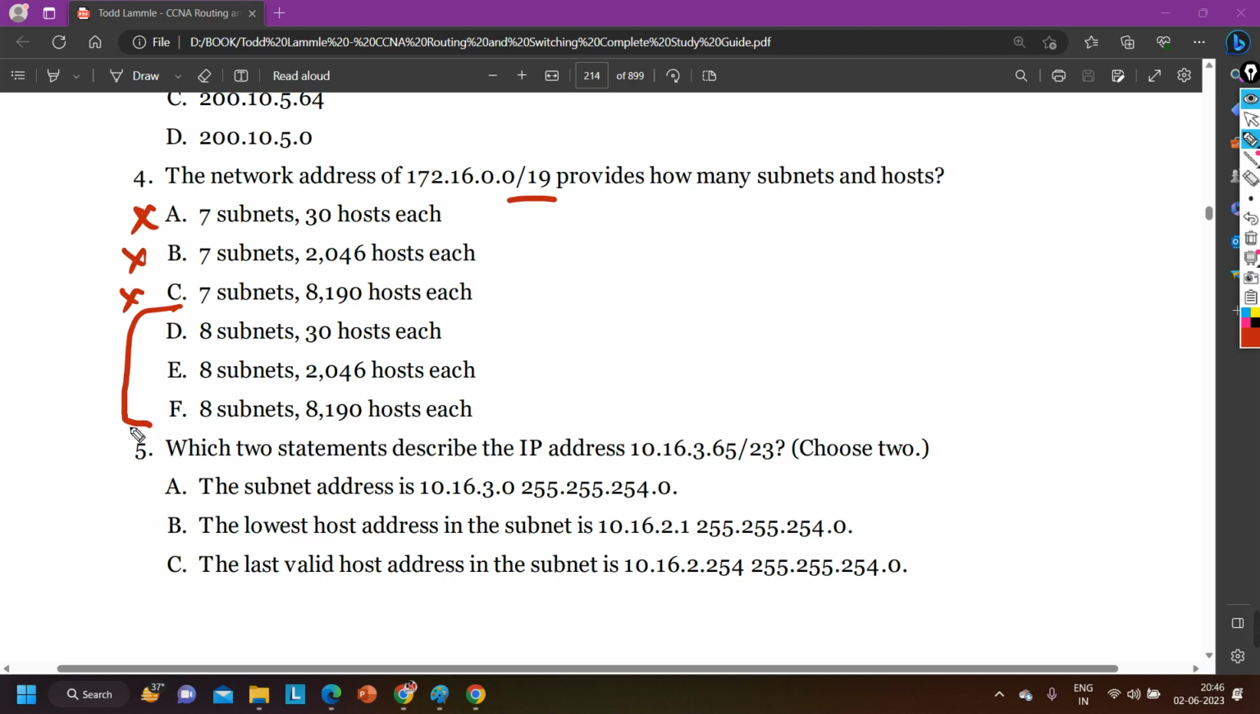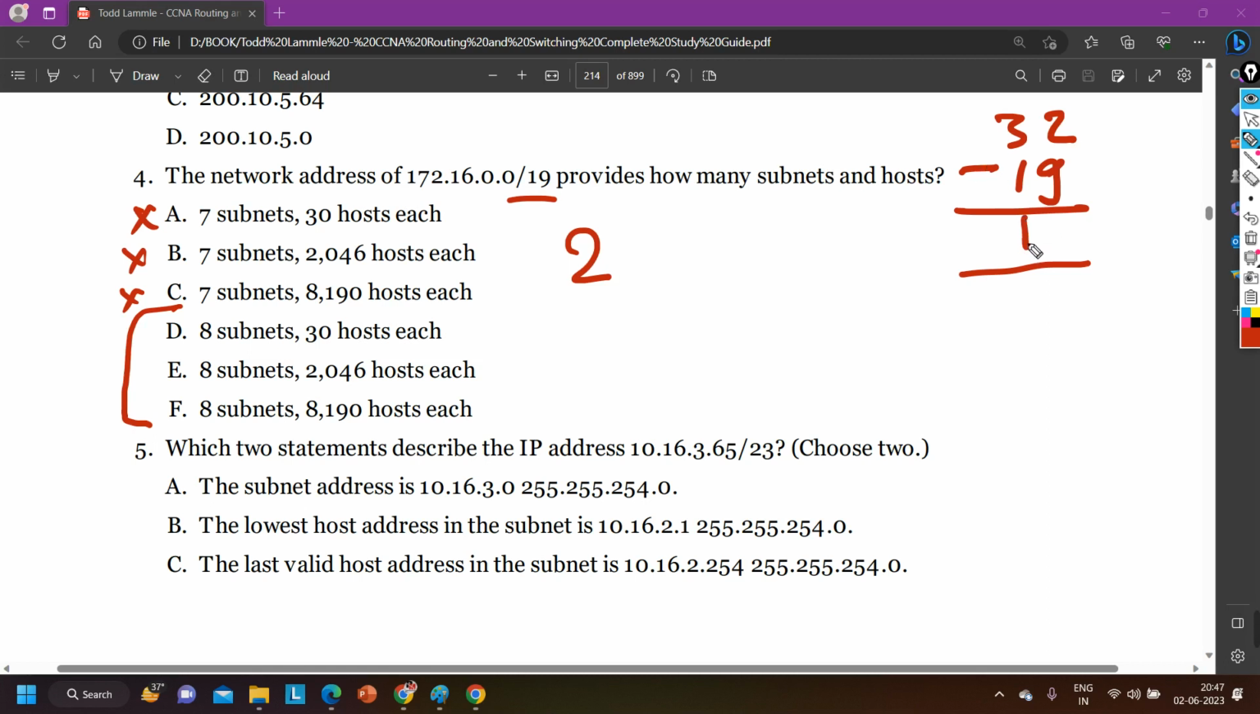Yes or no? 2 to the power 5 minus 2 is 30. Why 5, brother? The total size of an IPv4 address is 32 bits. Out of 32 bits, 19 are network bits. So the total number of host bits is 13. 2 to the power 13 minus 2.